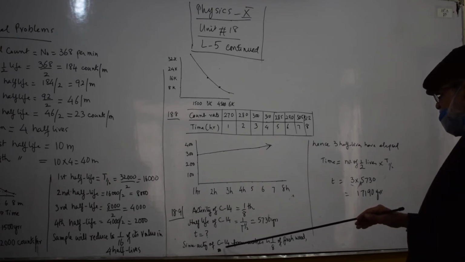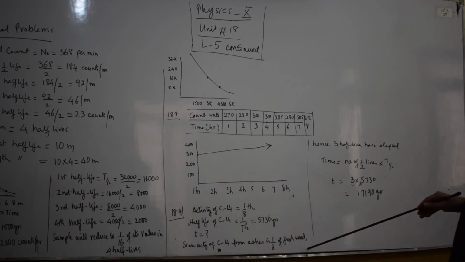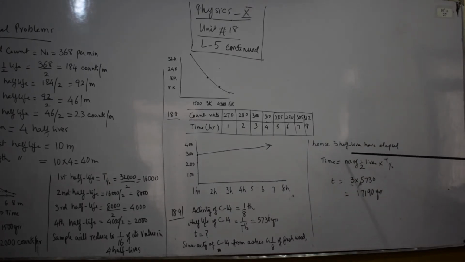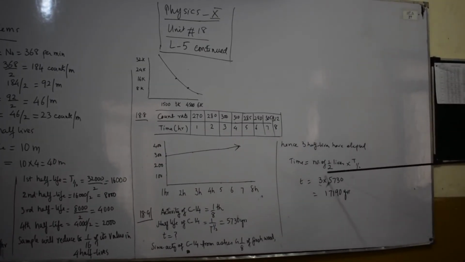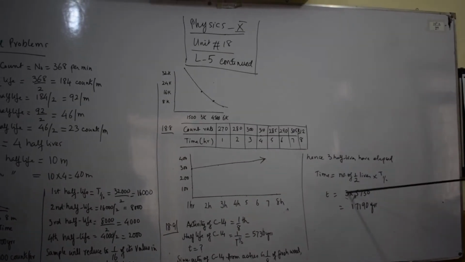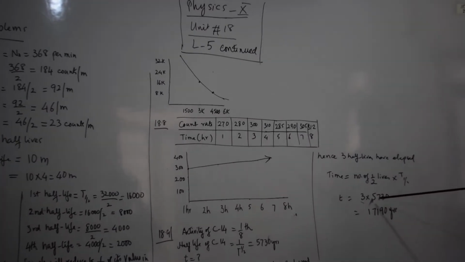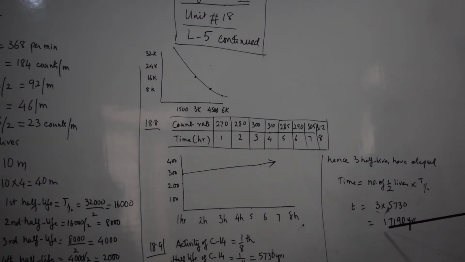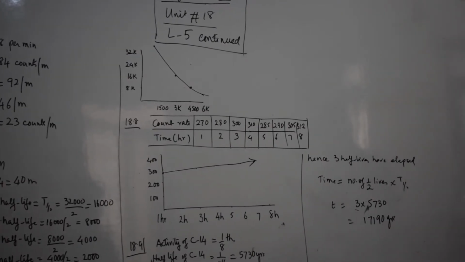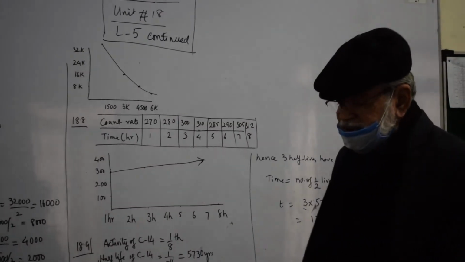Since activity of carbon-14 from ashes is 1/8 of fresh wood, hence 3 half-lives have elapsed. Use this formula, and the answer is 5,730 multiplied by 3, which is 17,190 years. So with this we come to the end of the chapter.